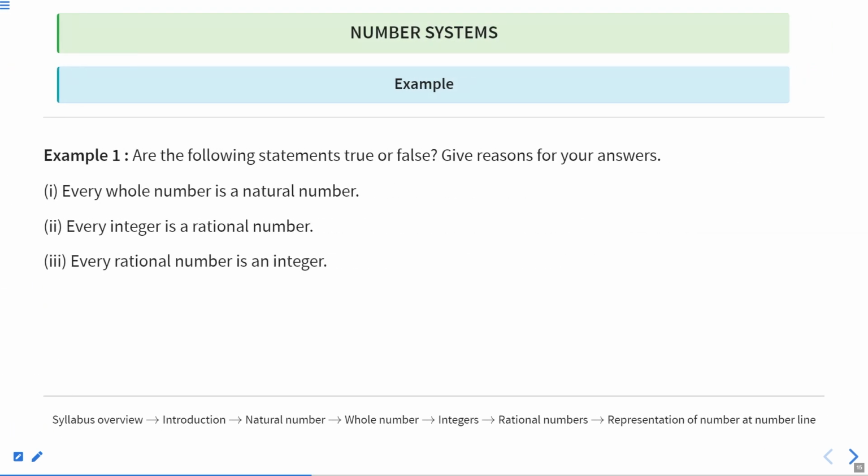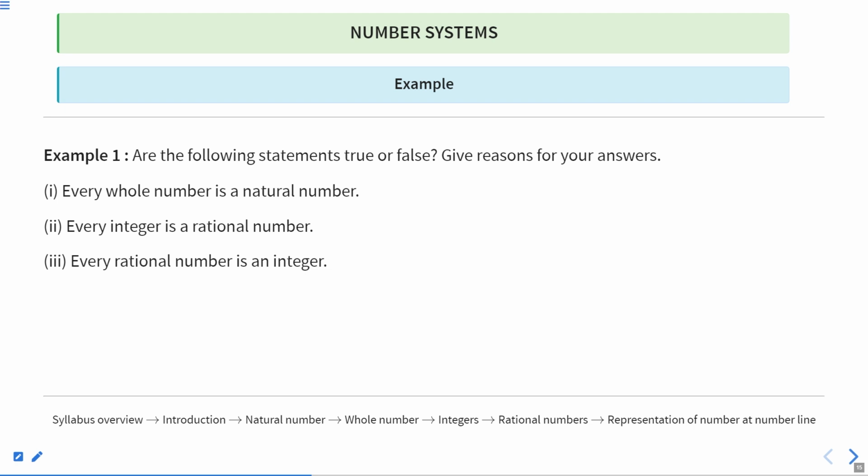In this slide we will see an example. Here we are asked, are the following statements true or false, and give reasons for your answers. In the first one, we have every whole number is a natural number. Is this correct? The second statement is every integer is a rational number. And in the third statement, every rational number is an integer. So let us justify our answer.